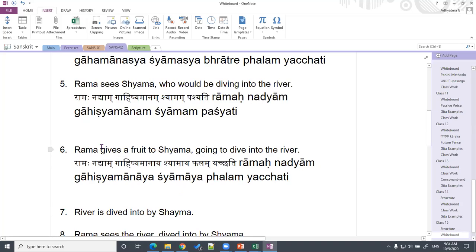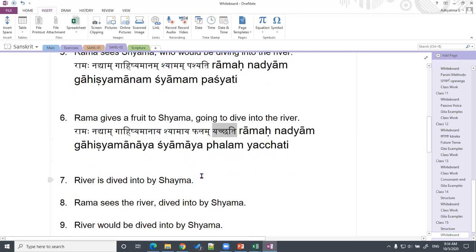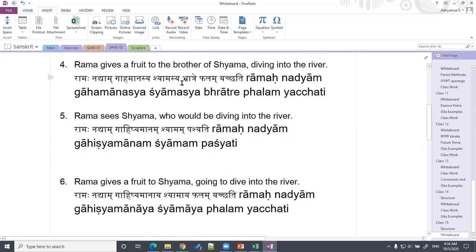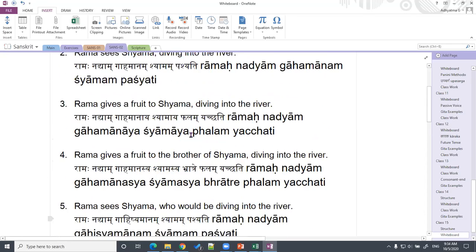Remember, if it were the case that Rama will give a fruit to Shyama, going to dive into the river, then this verb form, which is linked to Rama, that would change to future tense form. Suppose the sentence were Rama gave a fruit to Shyama going to dive into the river, then this verb form, which is yachati, which shows you the present tense, it would become in the past tense. That is the only difference. So this is the future participle. As you can see, future participle and present participle are very similarly used.